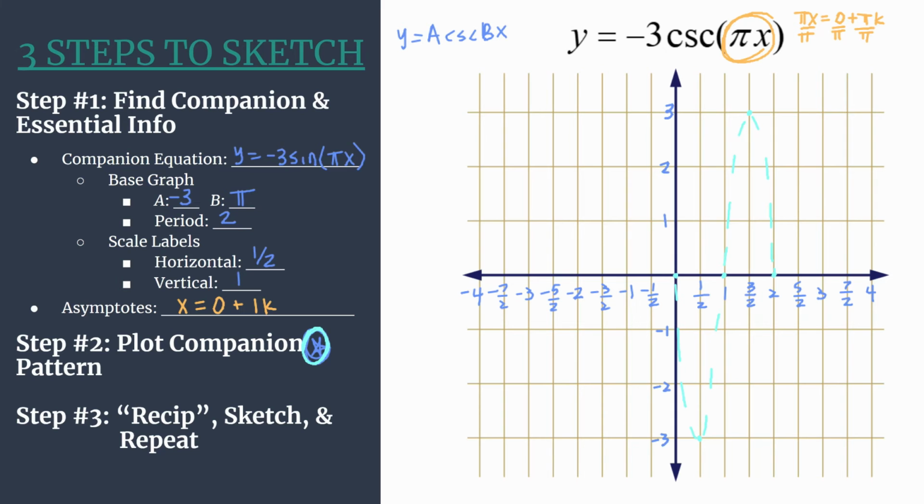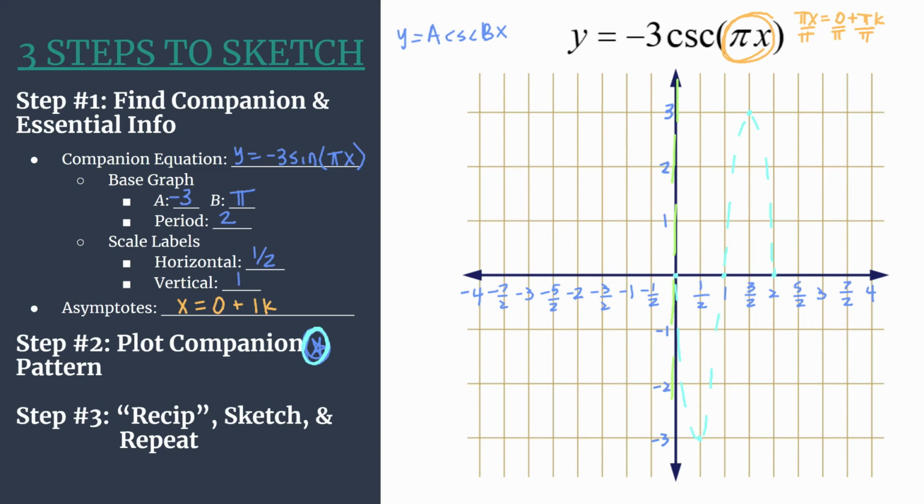So now we can do step 3, recip, sketch, and repeat. So recip, this is where we're changing our companion equation key points into our cosecant equation points. These are the points we actually want to graph. So let's start with the x-intercepts from our companion equation. Those original x-intercepts turn into vertical asymptotes. So let's go ahead and mark those on our graph.